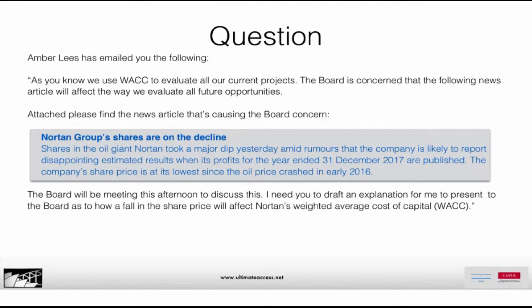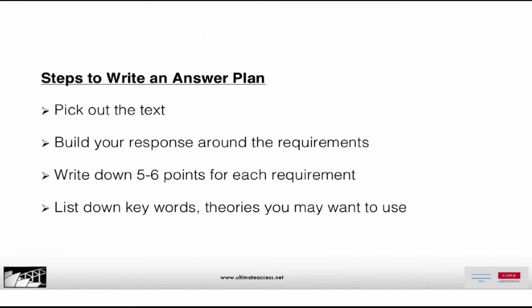I need you to draft an explanation for me to present to the board as to how a fall in the share price will affect Northern's weighted average cost of capital. And as per usual, when we tackle a question, I would like to remind everybody the steps to write an answer plan: pick out the text, build your response around the requirement, write down 5 to 6 points, and list down the keywords and theories that you may want to use.